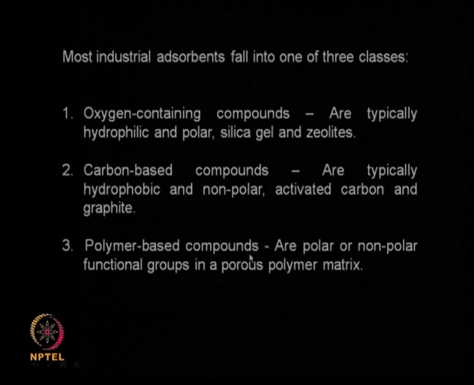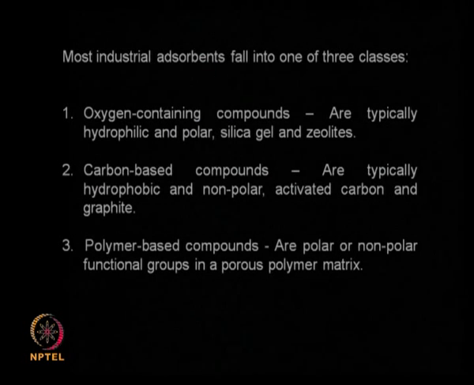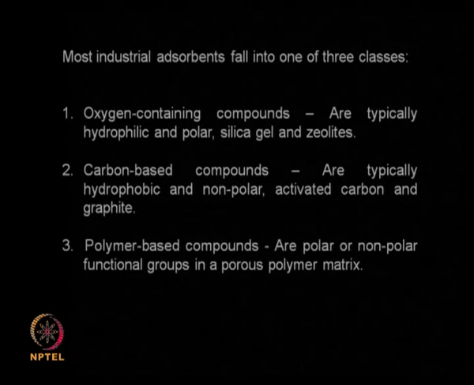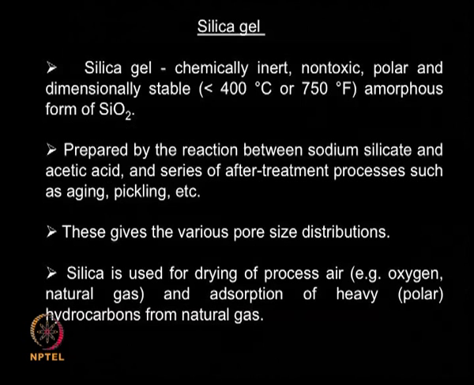The third type is the polymer based material, a polymer porous matrix. You may have polar or non-polar functional groups attached to this polymeric porous matrix. For example, some of the ion exchange resins are this type of adsorbent. So, three types of adsorbent, and depending upon whether you want to separate out a polar or hydrophilic compound, or you want to preferentially take in a hydrophobic compound, you can select the type of adsorbent.